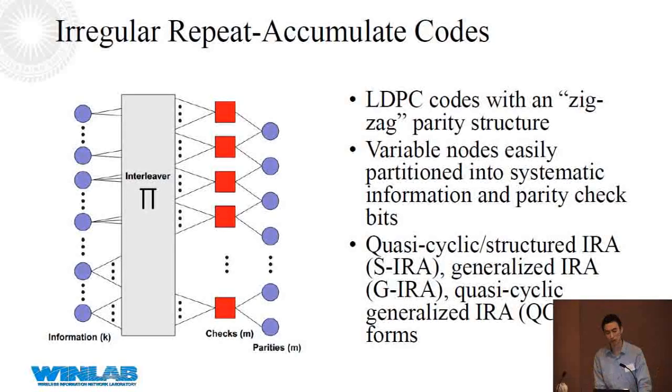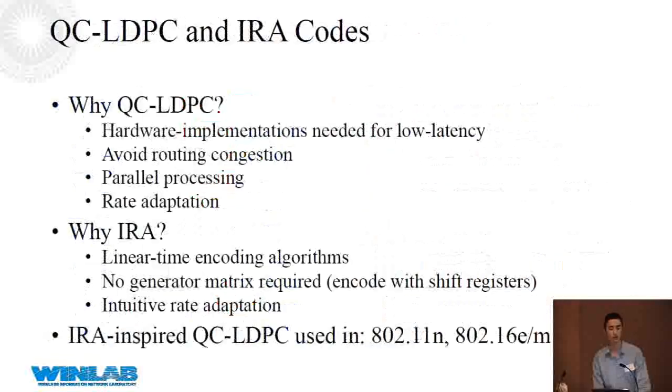There are additional constructions of these quasi-cyclic IRA codes, also known as structured IRA codes, generalized IRA codes, and then you can combine the two to create quasi-cyclic generalized IRA codes, which is actually something that we're going to be looking at in the future. So the reason that we are interested in these quasi-cyclic LDPC codes as well as these IRA codes has a lot to do with the implementation of them.